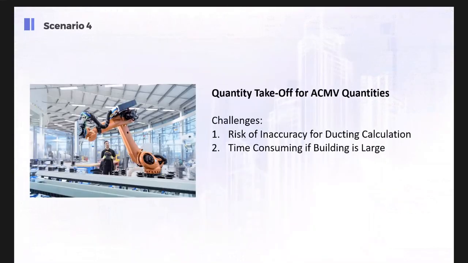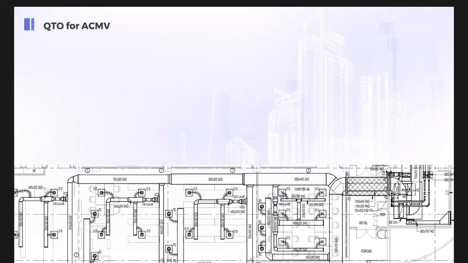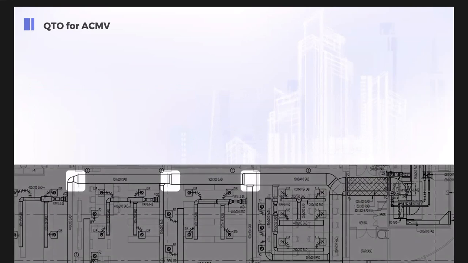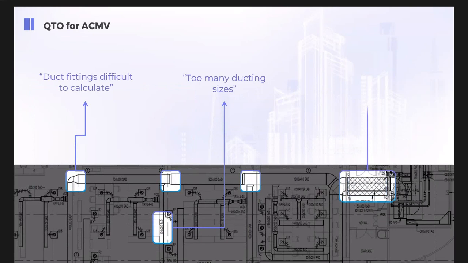So moving on to our next scenario, which is the quantity takeoff for ACME quantities. Let us have a look at some of the commonly faced challenges. In ACME, oftentimes we may find it hard to calculate duct fittings. Also, it may be very time-consuming to calculate ducting work if there are too many sizes used. And at times, we may need to consider the insulation area as well, if there is any insulation used.